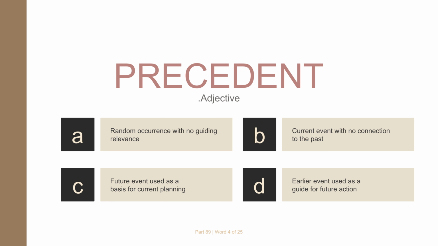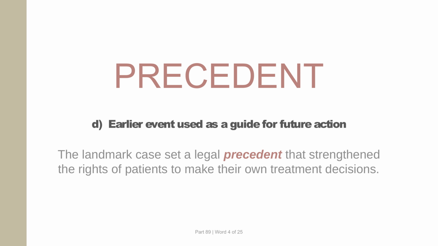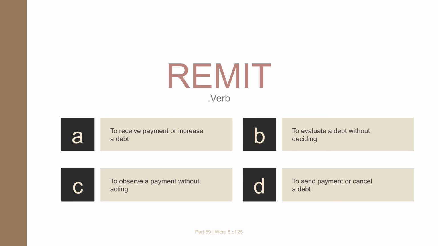Correct answer, option D. The correct meaning of precedent is earlier event used as a guide for future action. Example: the landmark case set a legal precedent that strengthened the rights of patients to make their own treatment decisions. Question 5. What is the meaning of remit?